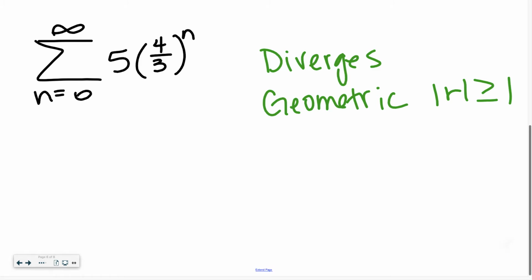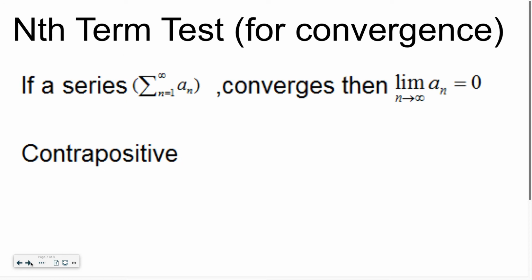Last but not least, this is actually the most important of them all because this can save you a lot of time. The nth term test for convergence. Okay, the nth term test says that if a series converges, then the limit as n approaches infinity of a sub n equals 0.